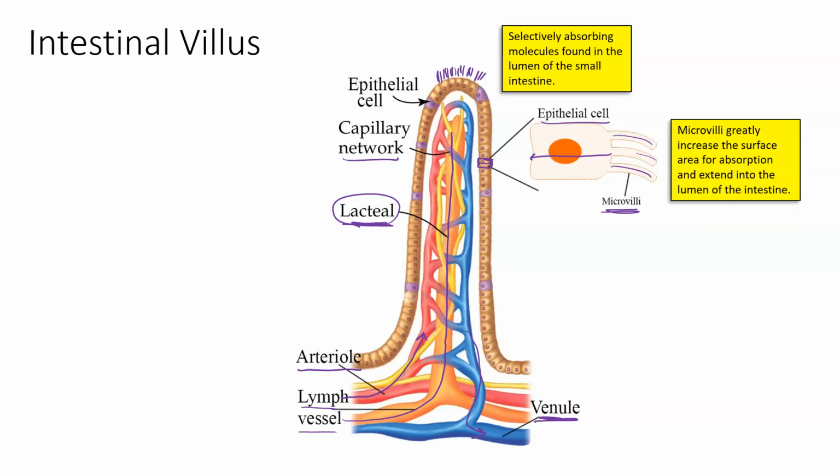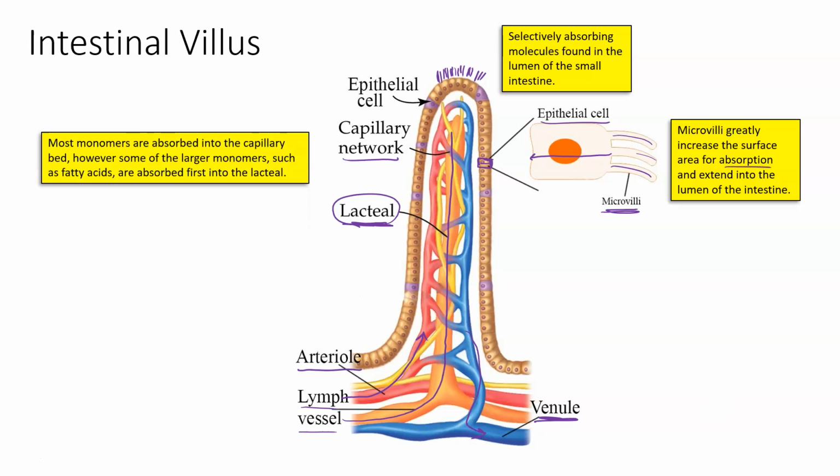Microvilli greatly increase the surface area for absorption and extend into the lumen of the intestine even more than the villus extends into the particular lumen of the intestine. Most monomers are absorbed into the capillary bed. Okay, obviously these blood capillaries make up this network of capillaries, which we refer to as the capillary bed. However, some of the larger monomers, such as fatty acids, are absorbed first into the lacteal. Okay, so some of the monomers that are going to be easily absorbed by either the capillary bed or the lacteal are all included in this list.